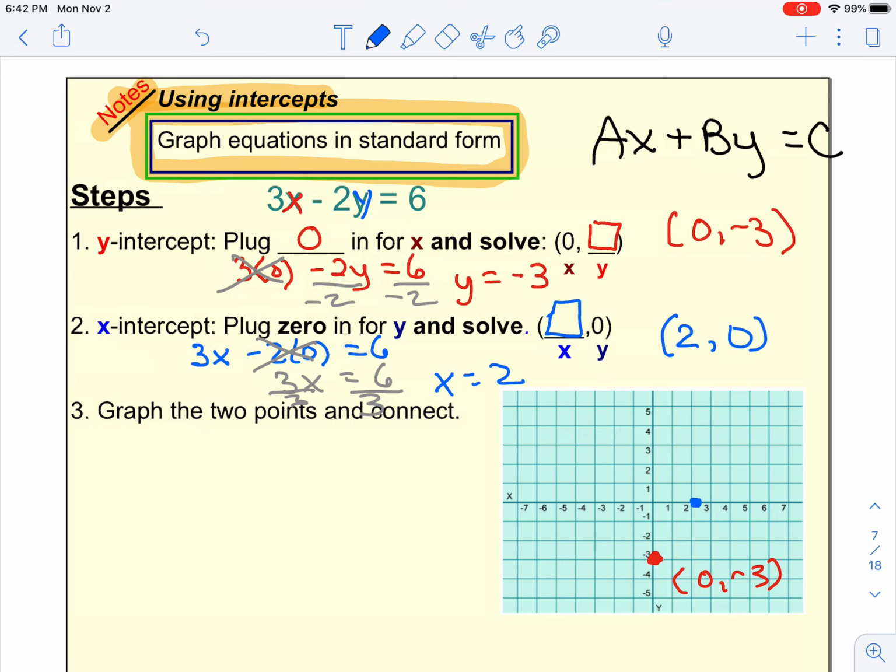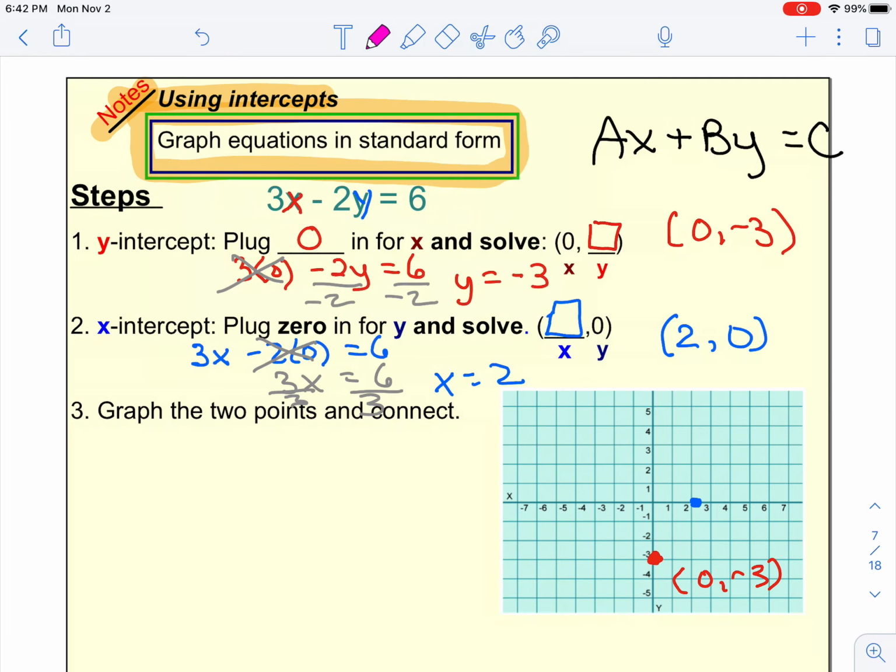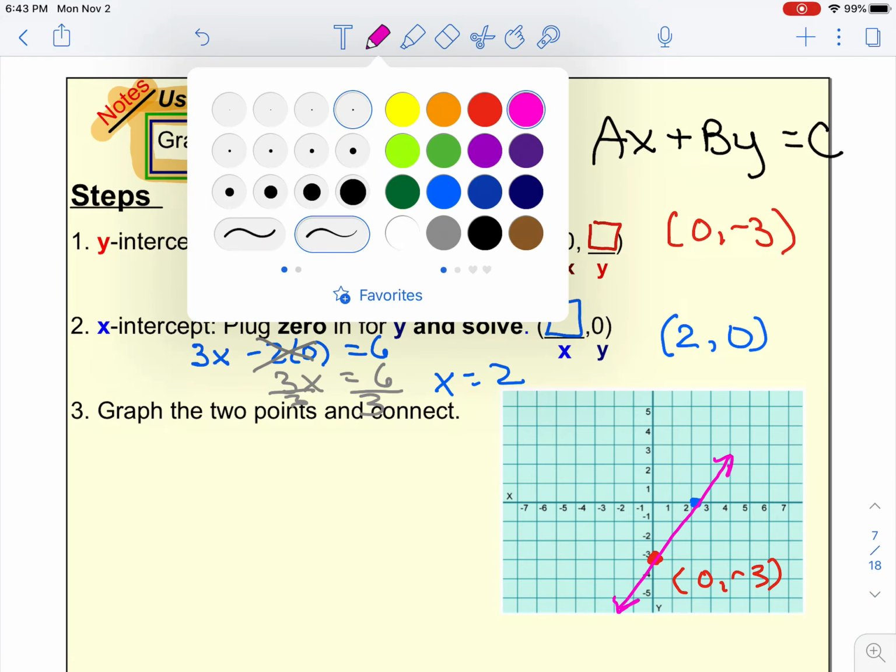Put 0 in for y, find the ordered pair, and then you graph the 2 points and connect. I happen to graph the points as I was doing it. You can do that either way. So I graph those 2 points, connect them, and there is my line. So it's actually not too bad when you think about it.